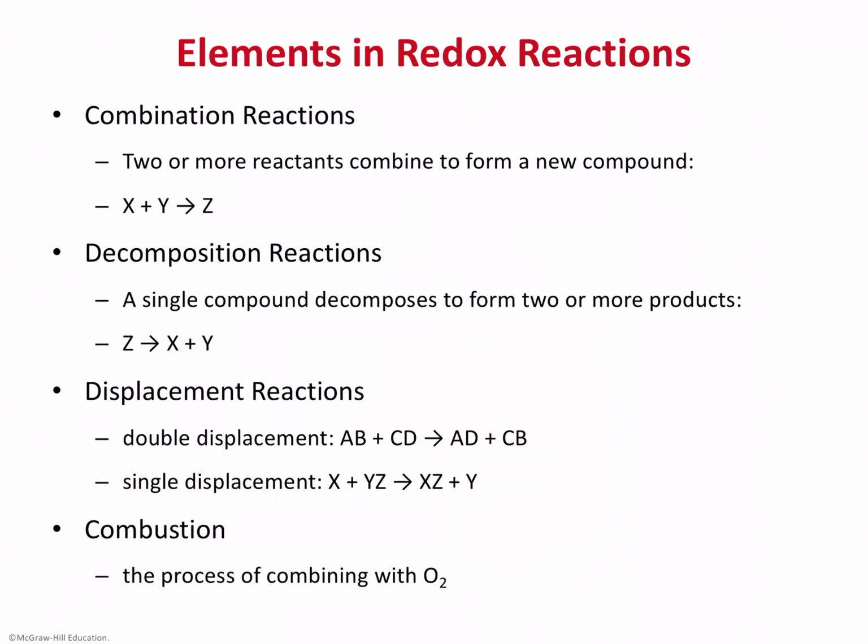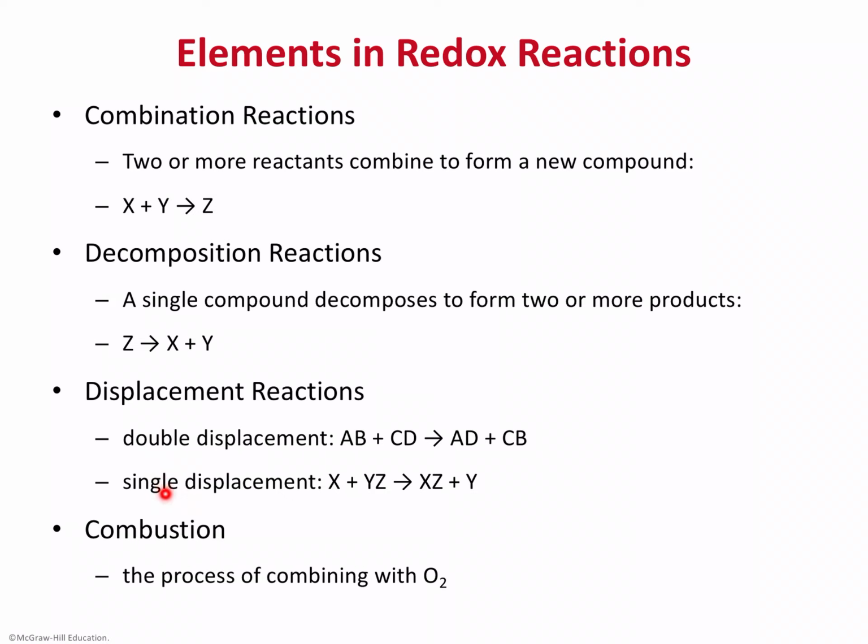Okay, so these are the elements in redox reactions. There are some combination reactions: two or more reactants combine to form a new compound. We can also find decomposition reactions: a single compound decomposes to form two or more products. Z becomes X plus Y, that is a decomposition.